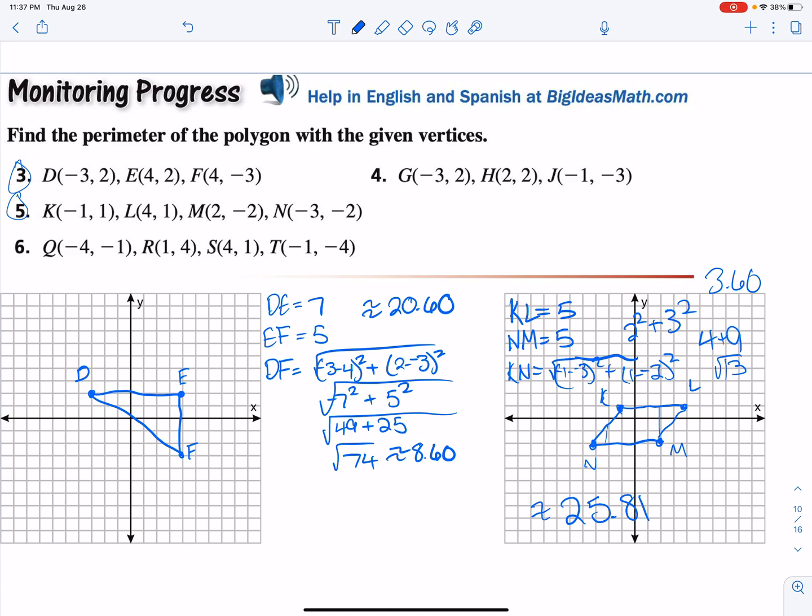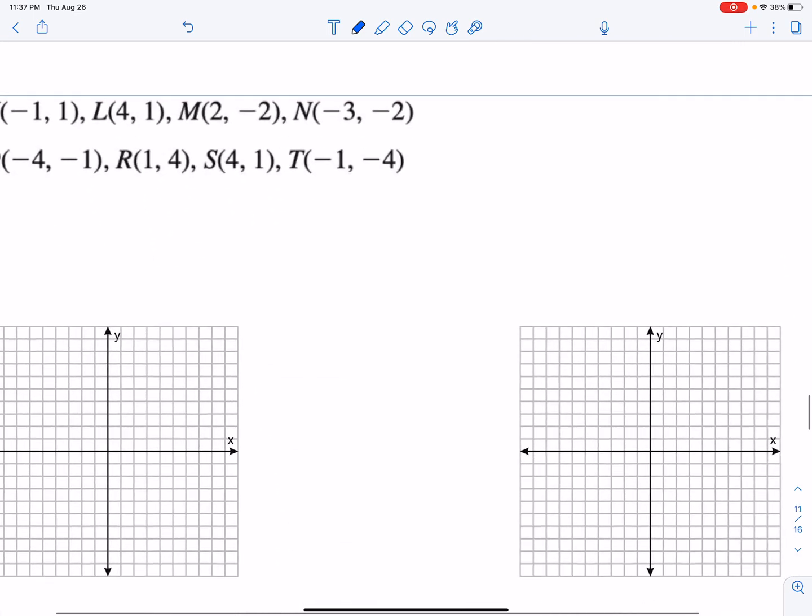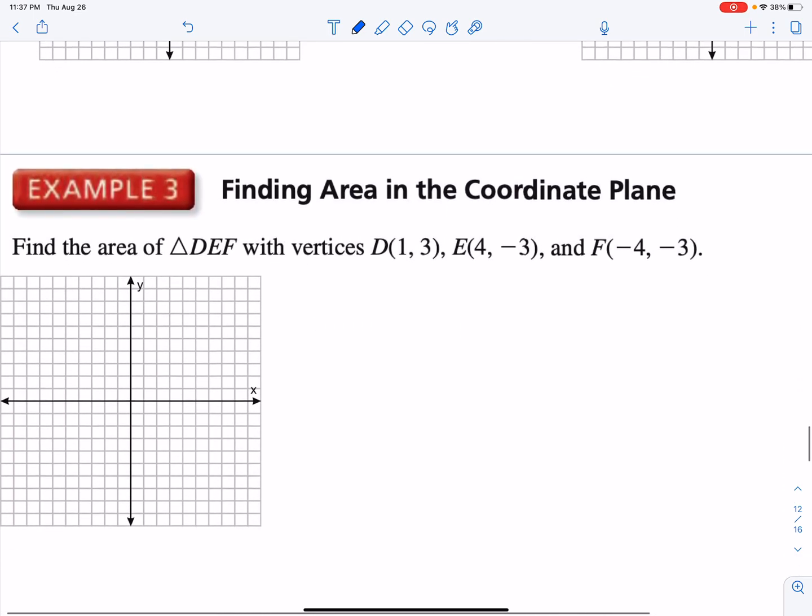So in that calculator, I didn't clear that. So my answer might be slightly different than the book's. Again, you can watch the videos on 4 and 6 if you choose to. I'm going to go ahead and move forward there.